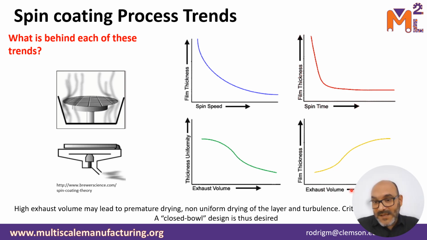Now, if you increase the exhaust volume, the film thickness will also start increasing because of the same reason. You will have more evaporation of the solvent, then the resist will start getting thicker and thicker, and that's why you get a layer that is thicker. So in general, you should prefer the closed bowl design, because that allows you to have more control over the atmosphere around the photoresist while you're doing the spin coating. That can lead to better uniformity and better reproducibility of your results.